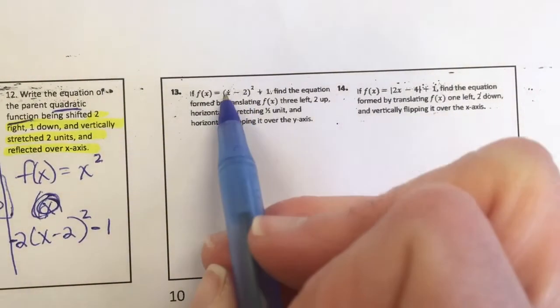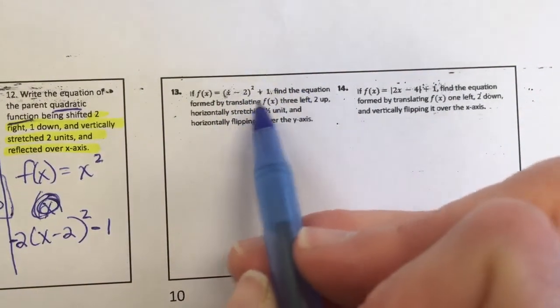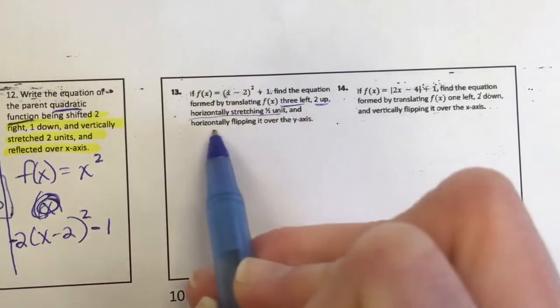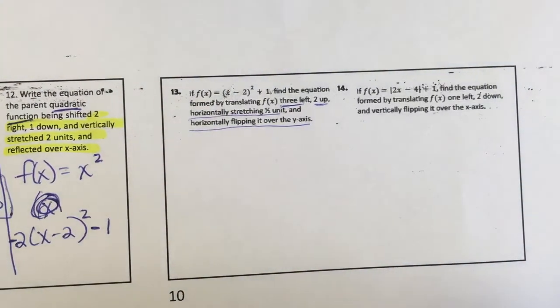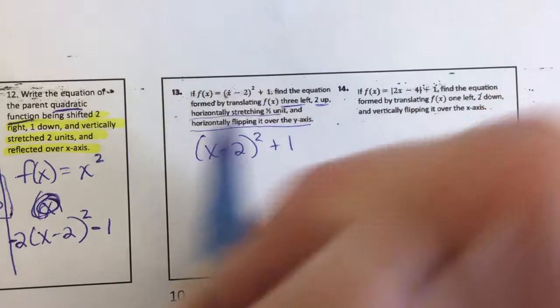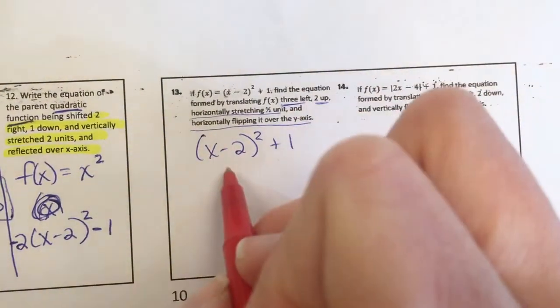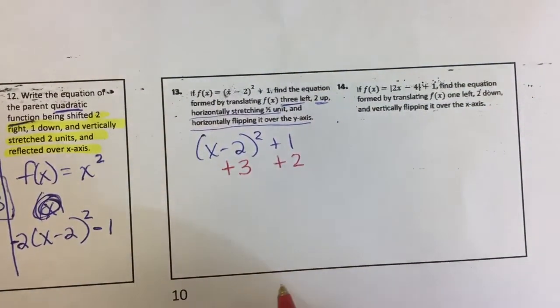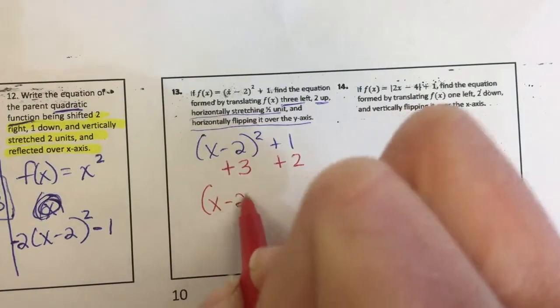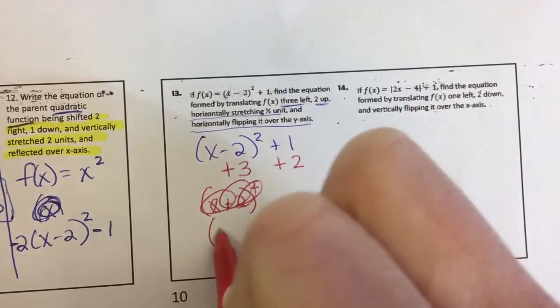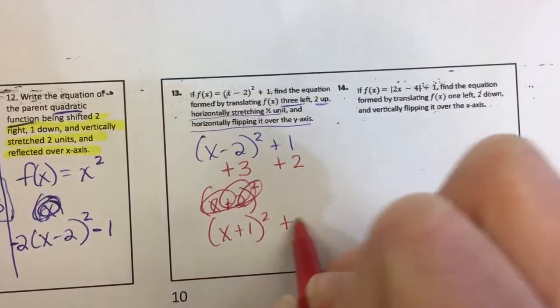13, if f of x equals x minus 2 squared plus 1, find the equation formed by translating f of x 3 left, 2 up, horizontally stretching 1/2, and horizontally flipping over the y-axis. Okay? All right, so this is our original, x minus 2 squared plus 1. So to go 3 left, you would add 3, and you would go 2 up. You would add 2 there. Okay, so that's going to give you x minus 2 squared, that's going to be a plus 1. -2 plus 3 is +1, and 1 plus 2 is 3.